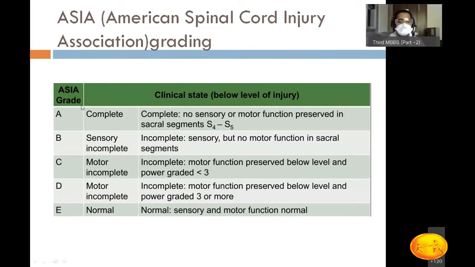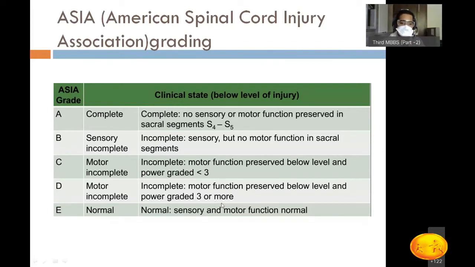ASIA grade A is complete loss of sensory and motor function. Even sensory or motor function is not preserved in the S4 or S5 segments which we tested. Perianal sensation and voluntary anal contraction are absent. Grade B is sensory incomplete: perianal sensation is present, but there is no motor function, like no external anal sphincter contraction. Grade C is incomplete motor function present, but the power graded in all the muscles right from cervical to lumbar region is less than 3. Grade D is the power in muscles is more than 3.